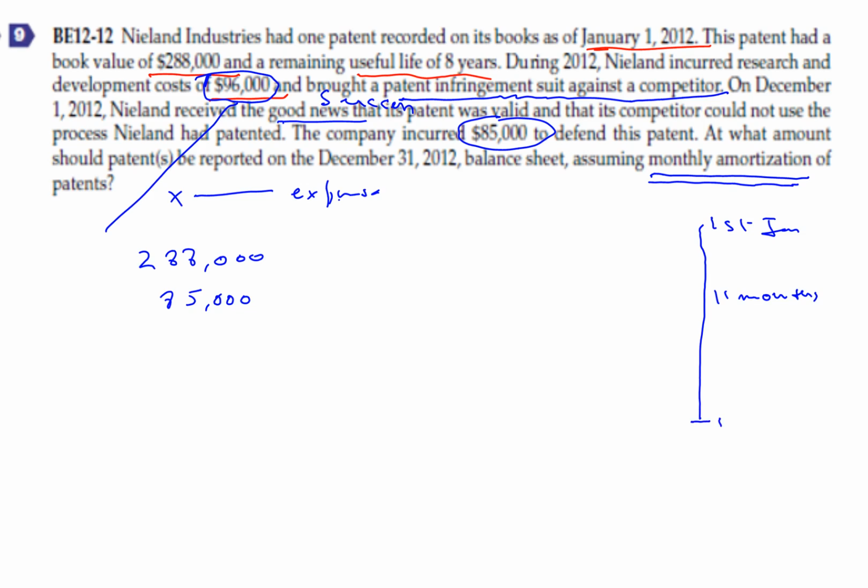And on 1st December, we incurred a legal cost. Legal cost was how much? 85,000. The value of the intangible was 288,000 at this point in time, and this is something that has to be added. We are supposed to report as an accountant. We are supposed to report our balance sheet to our stakeholders and the net, consolidated position of this intangible at the year end. So this is what is expected out of it.